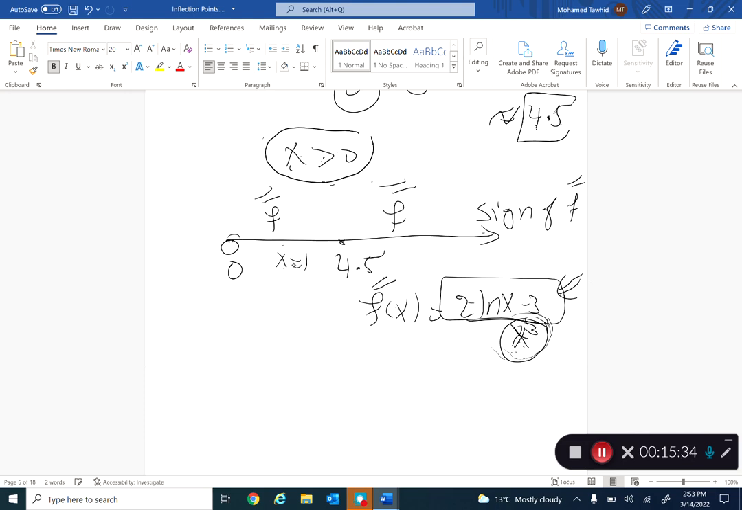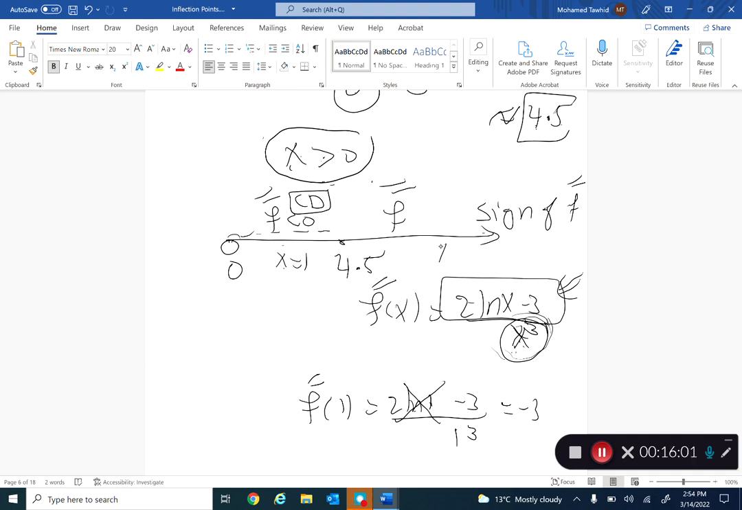Take x equal 1. When I take x equal 1, you go ahead and find the second derivative at 1. It will be 2 ln 1 minus 3 over 1 cubed. ln 1 is 0. So what did you get? You get negative 3. This one has a negative sign, less than 0, which means the graph is concave down.